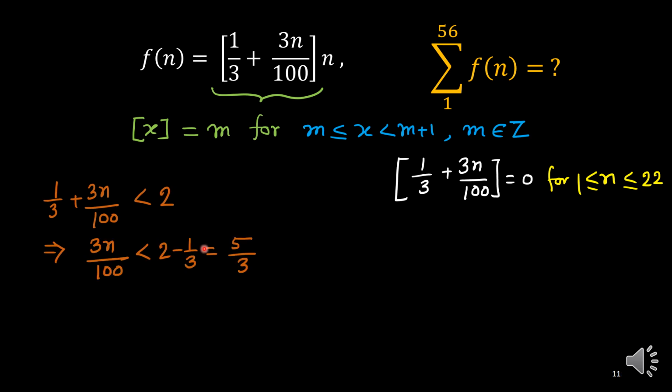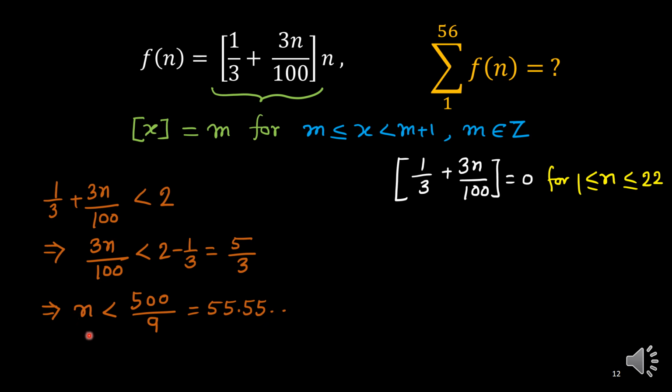So we'll consider this inequality. So this 3n upon 100 will be less than 2 minus this 1/3. It will give you 5/3. Then n we can calculate. So n will be this 100 times 5 means 500, and 3 into 3 is 9. So 500 by 9 will give you 55.55.